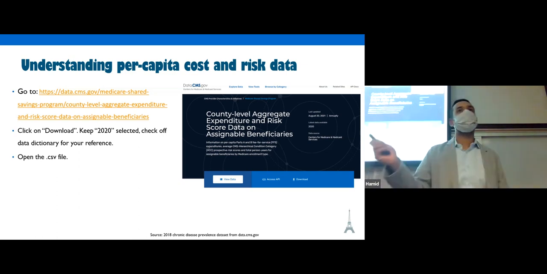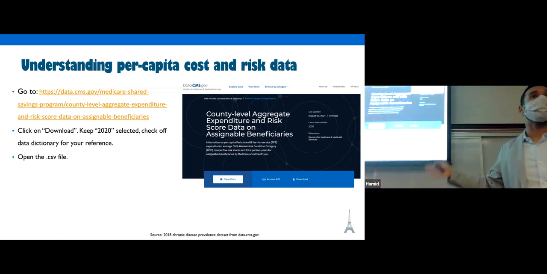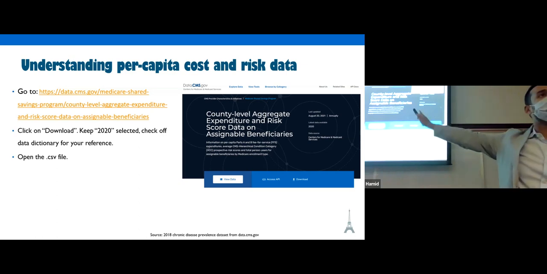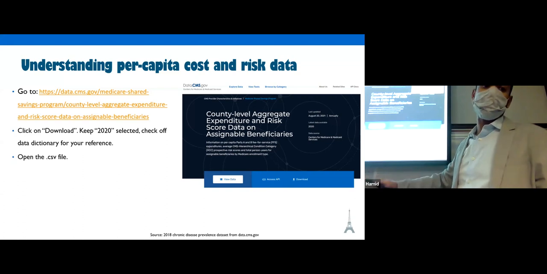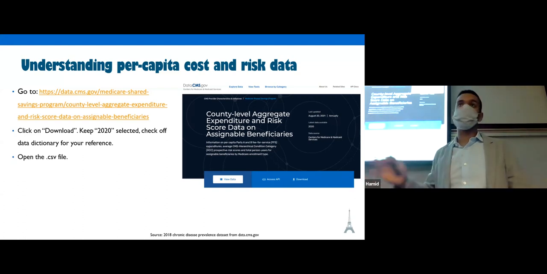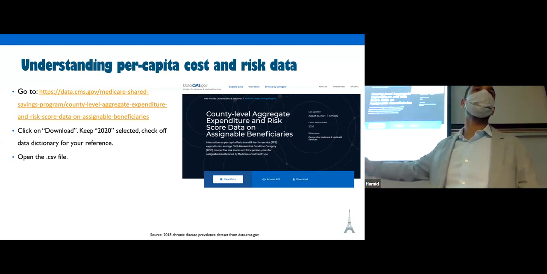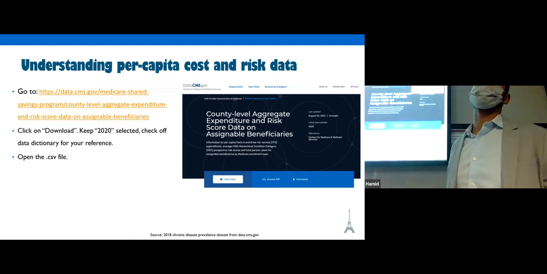Again, this was in the email that was sent out earlier. If you haven't already downloaded it, please navigate to this website and click on download, keep 2020 selected. Make sure that in the next 2 minutes, you have this file downloaded and you have the CSV file open in front of you.